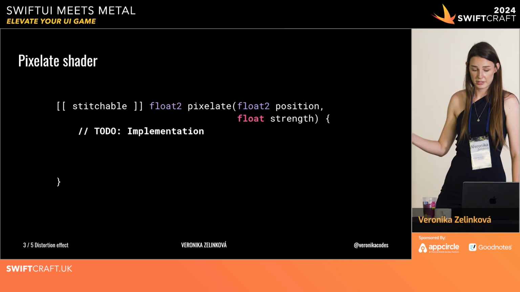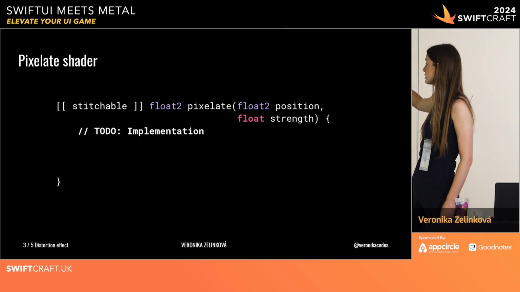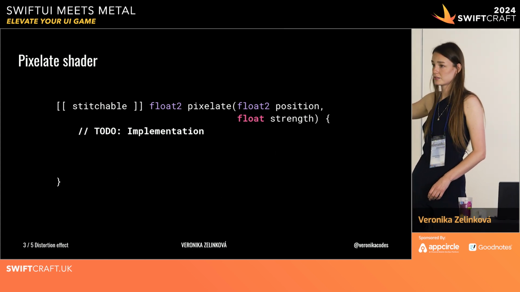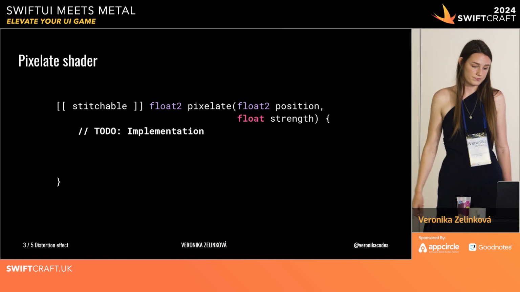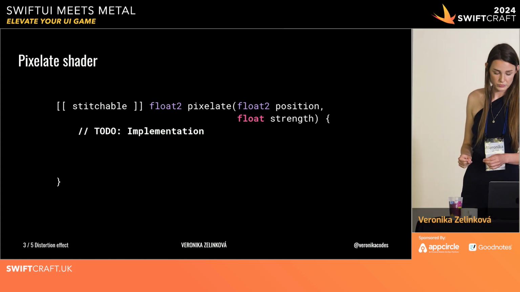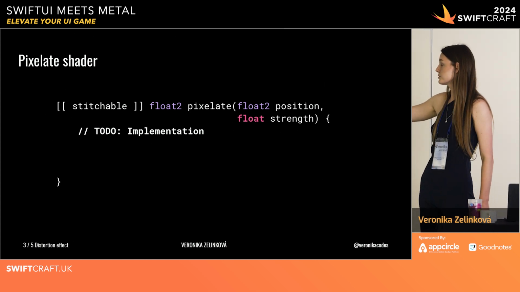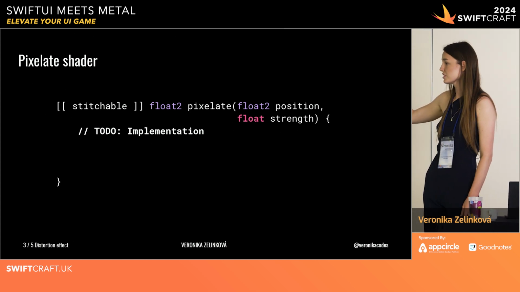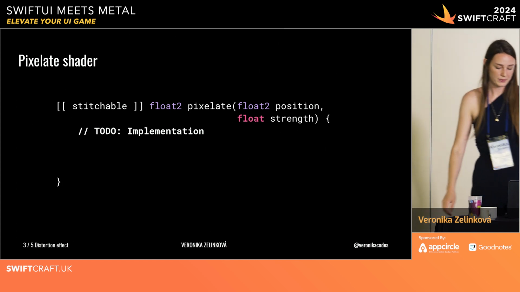So in code, we are passing in the position, which is required for this distortion effect, and also the strength, which is in how many groups we want to divide the texture. So how much should the image be pixelated, and we are returning the new position where the new color should be sampled from.